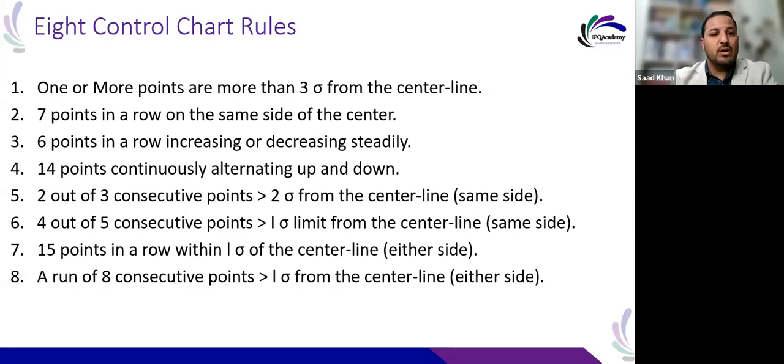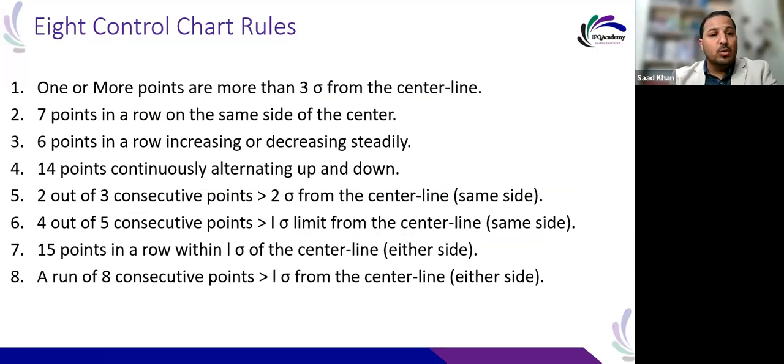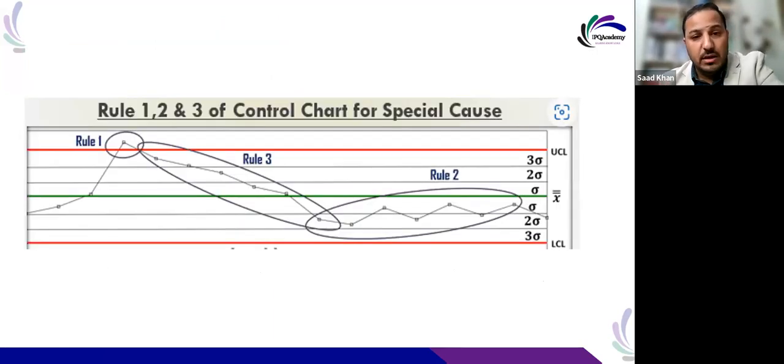So first is 1 or more points more than 3 sigma from the central line. Other one is 7 points in a row on the same side of the center. Now you can see rules 1, 2, 3. Rule 2, you can see 7 points on the same side of the central line, which means this is because of a special cause, right? Rule 3, 6 points in a row, increasing or decreasing steadily.